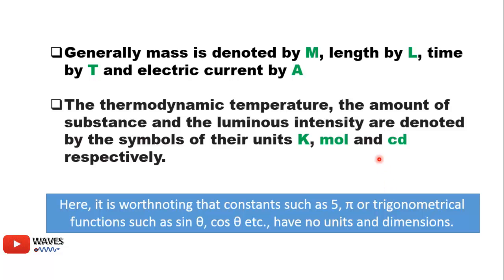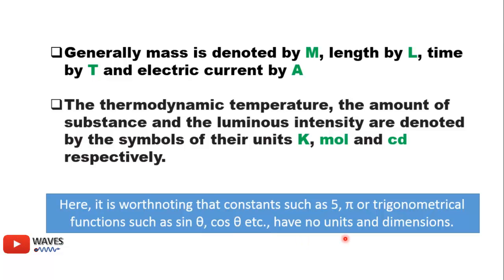So these are the three quantities which are easy to remember, but what about the other quantities? Electric current is denoted by A. Thermodynamic temperature is denoted by K. Amount of substance is written as MOL. Yes, you write MOL within that square bracket, and candela is represented as CD. Also take note that any numerical value, let's say 5, or pi, the value of which is 3.14, or any trigonometric function, say sine theta or cos theta, has no units or dimensions.